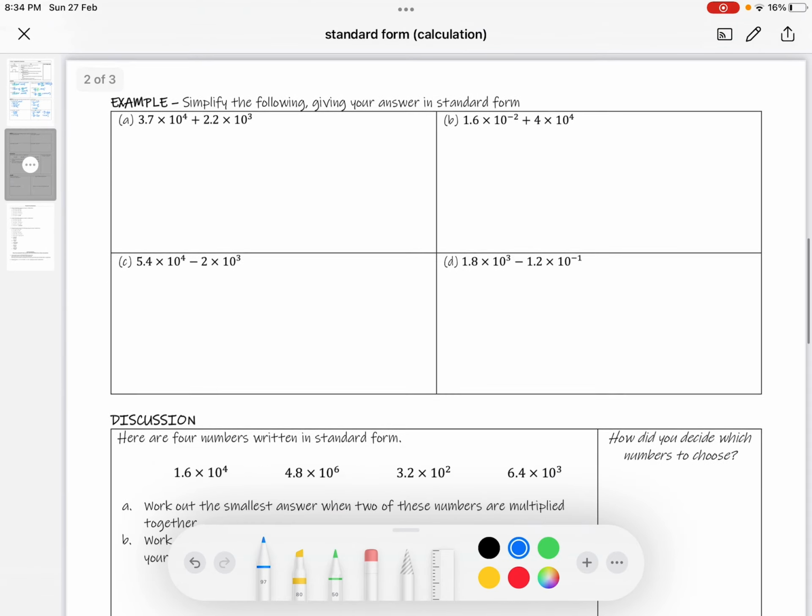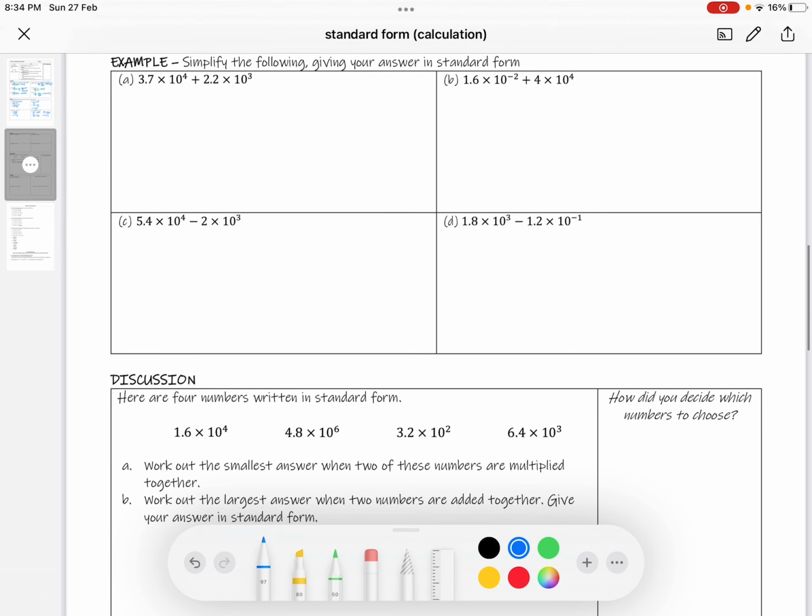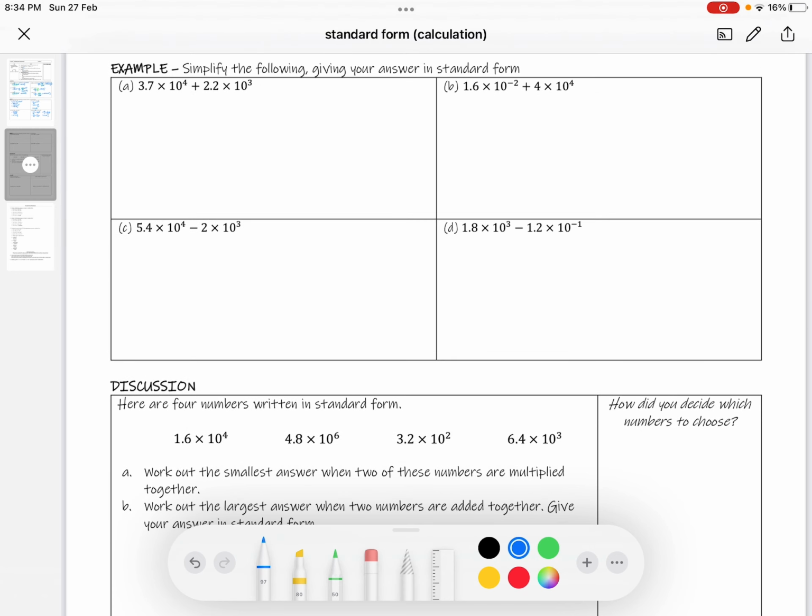Okay, next is the addition and subtraction. Again, please press pause, look at the S to S, try it out. Once you are done, then continue, press play. So according to the S to S, we need to change this into two standard forms with the same index form. So this is different.